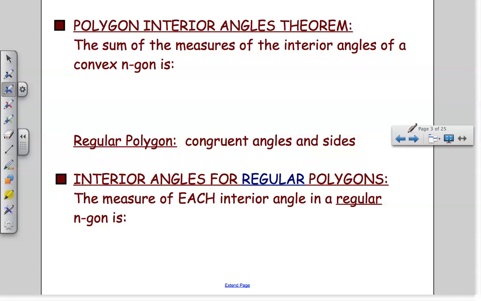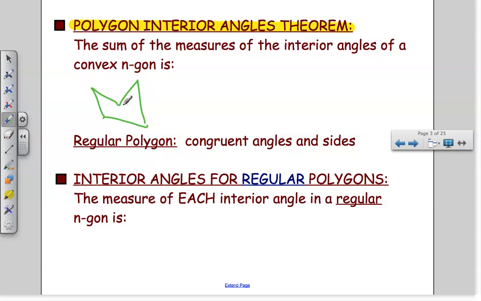Let's summarize here. This is actually called the polygon interior angles theorem. And I could have just started with this, but then you'd have to believe me, and I want you to know where this is coming from. The sum of the measures of the interior angles of any convex n-gon, I'm saying convex because this doesn't work for concave. This would be like a concave polygon, caving in there. It does not work for those situations, but that's rare.